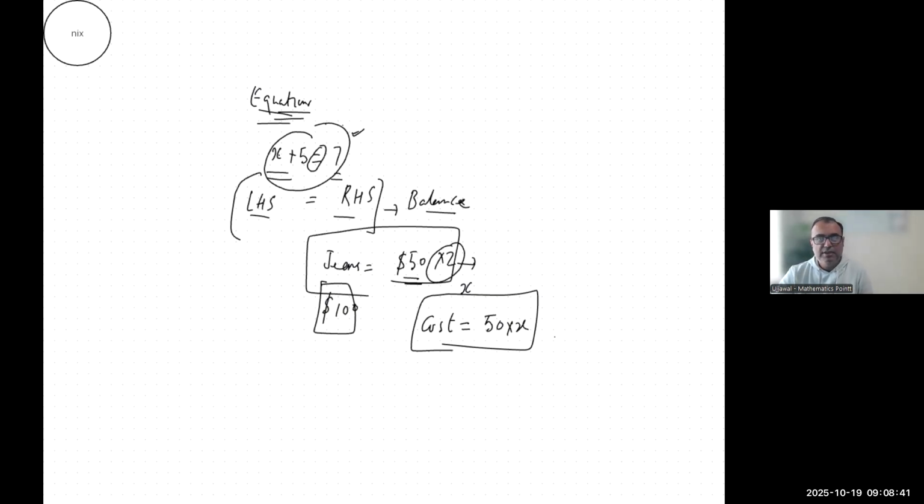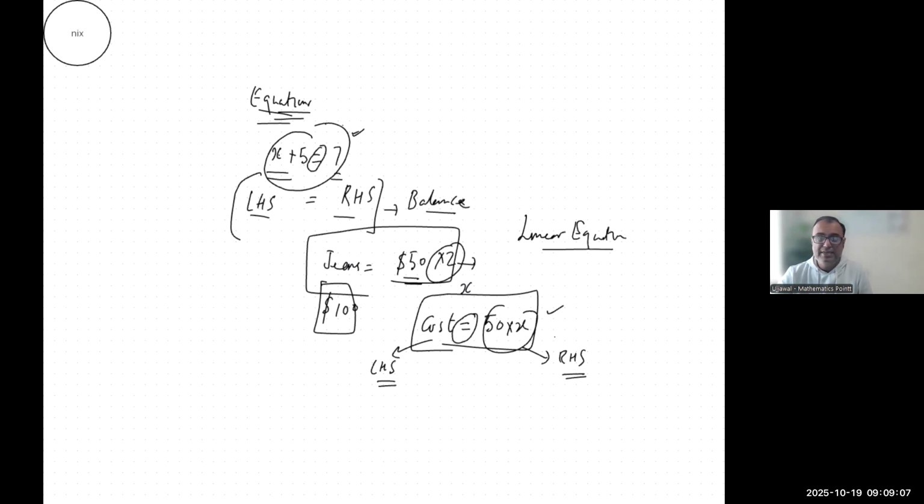So this is a very classic and a very basic example of a linear equation. It has an equal to sign. It's got the cost on the left-hand side, and it's got 50 times x on the right-hand side.